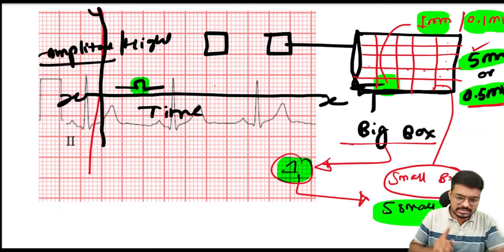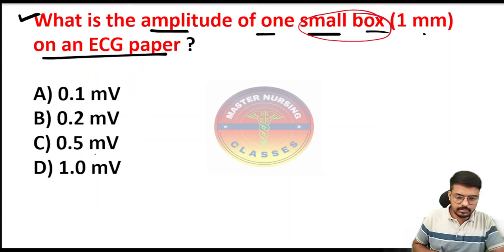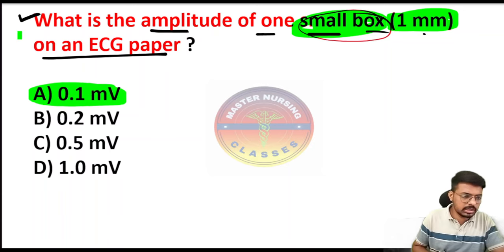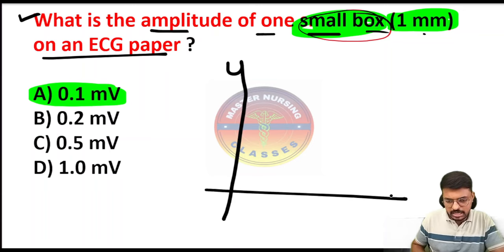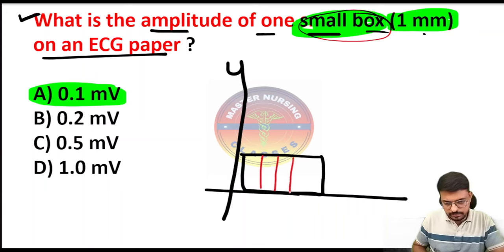Okay, on the y-axis. And the time duration of the ECG is measured on the x-axis. Just now I have taught you, one small box is 1 mm, I have told you this already, and one small box amplitude is 0.1 millivolt, and it is important. So this is what we have learned about the y-axis amplitude. Then comes the x-axis. So this is the one large box we consider. In a large box there are five small boxes, right?